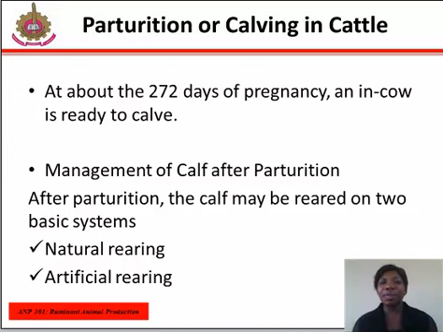Soon after birth, the calf must be identified by tagging, tattooing, branding, or hair notching. After parturition, the calf may be reared on two basic systems, namely natural and artificial rearing. Under natural rearing, the calf is allowed to run with the dam, thereby having unlimited access to the mother's milk. This is called a cow and calf system, or suckling.